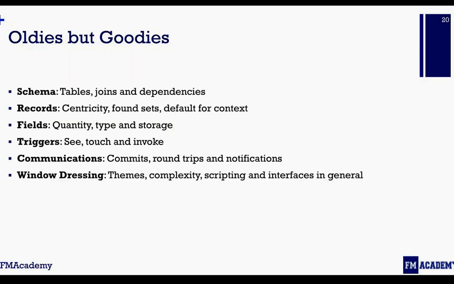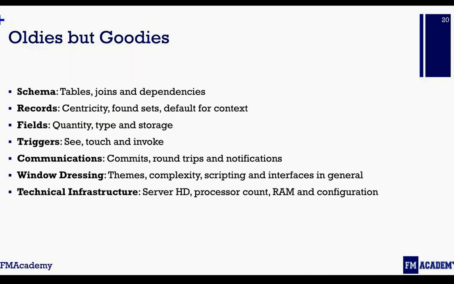All right, finally, we have window dressing, the themes that describe and define how our layouts look, the complexity of our layouts, maybe the scripting and interfaces in general, how we present information and what kinds of impact those things can have on performance. And then finally, last but not least, the technical infrastructure. What kind of hard drive or infrastructure do we have on the server? How many processors do we have? What kind of RAM and what kind of cache settings do we have on the server? Is it appropriately set for our type of solution? And just generally, how is the server configured and maintained? And are we using standby and other things to optimize the uptime and availability of our databases?